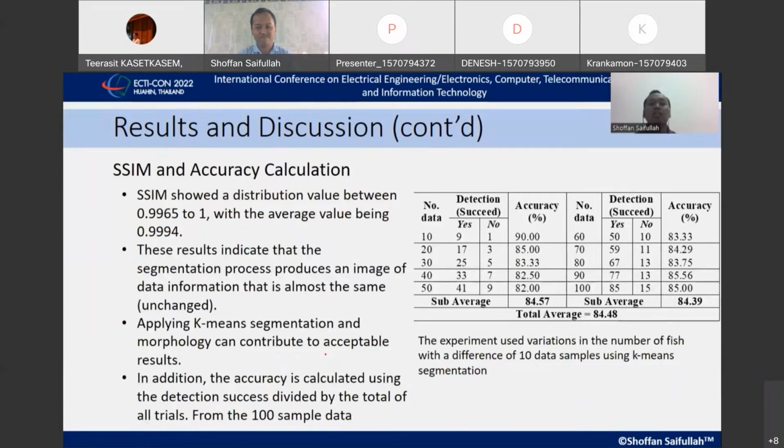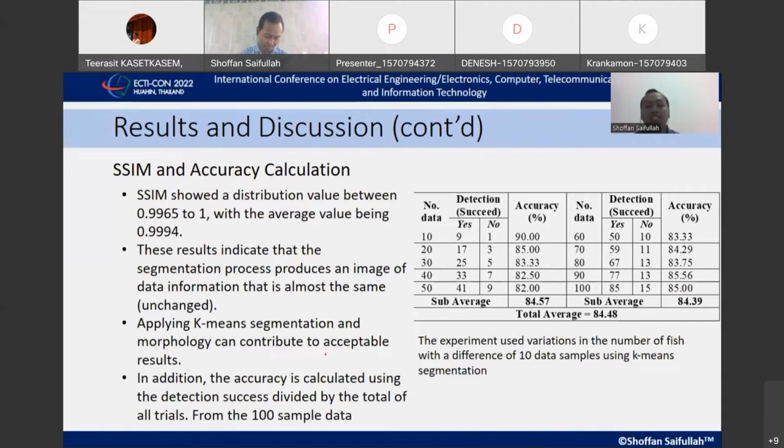The last result of my research is calculated by SSIM and accuracy. Based on the SSIM, the distribution value is between 0.9 and 1, with an average value of 0.99. This result indicates that the segmentation process produces an image with information that is almost the same.